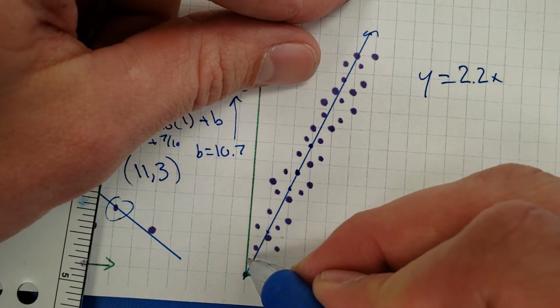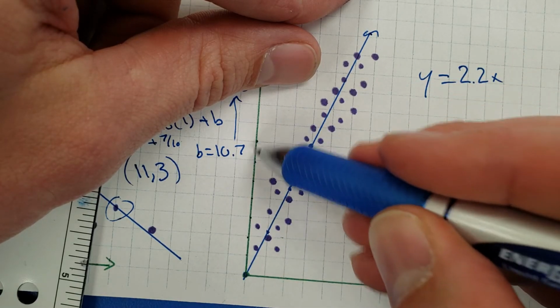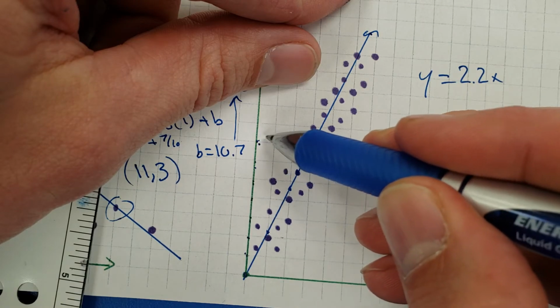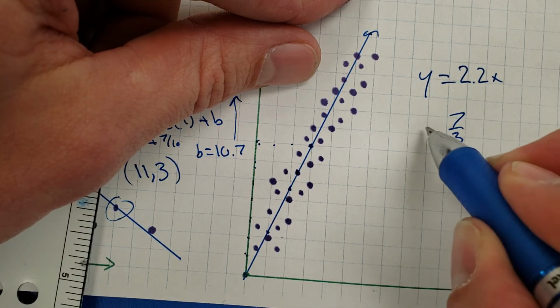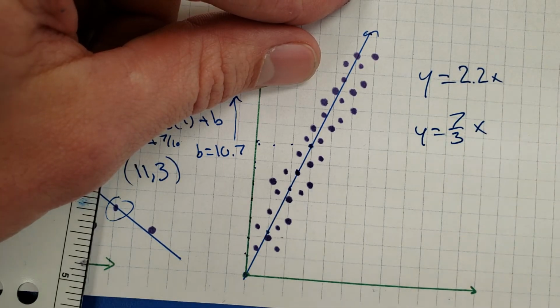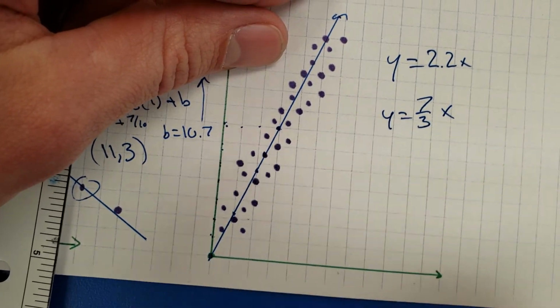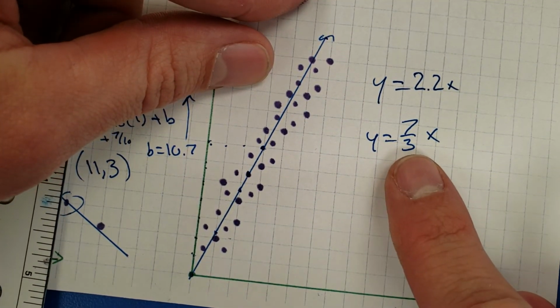Let's see, rise over 1. It goes up 1, 2, 3, 4, 5, 6, 7. Double check that. 1, 2, 3, 4, 5, 6, 7. It goes up 7, over 3. So rise over run, 7 thirds. Y could be 7 thirds x. Again, I'm estimating, and I cheated a little bit. I went through the origin to save myself some y-intercept headaches. So there you go. It's about the same thing. Isn't that just like 2.3 repeating?